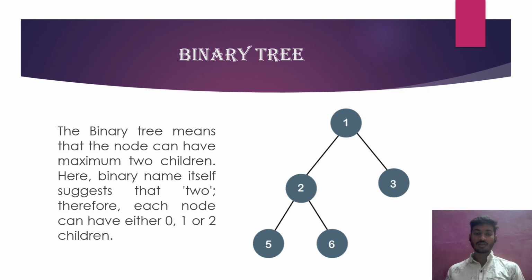In the example, we can see 1 is the root node and it has 2 children, 2 and 3. Here 3 does not have any children but 2 has 5, 6. We can clearly see that it has 2 nodes or 0 nodes or 1 node.